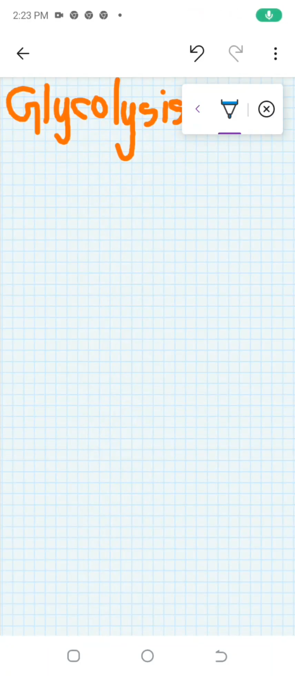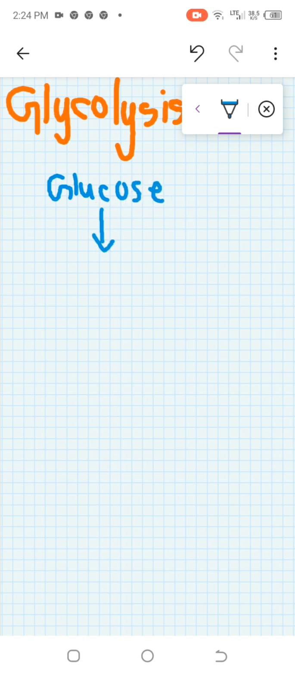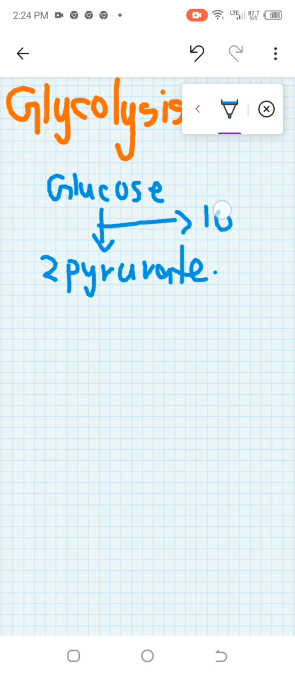Okay, so in the last video we discussed the introduction to cellular respiration, and a bit about glycolysis. Let me recap what we discussed in glycolysis. We break down this glucose molecule into two pyruvates. To break this glucose molecule into two pyruvates, 10 steps are required. Today we're going to discuss those 10 steps.